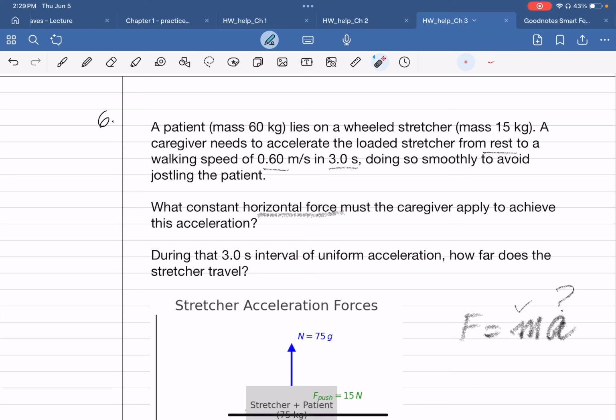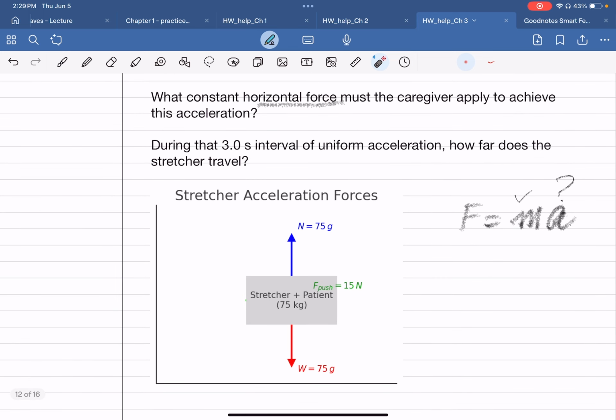Okay, we will read the second part later, but focus on what you're looking for. What are you looking for? Force. The caregiver is obviously trying to move the patient, but it's not just the patient, the stretcher is also moving. So first off, you have to take the total mass of both into consideration when it moves, right? Second thing is the only formula we know is force is mass times acceleration. So we have to find the acceleration.